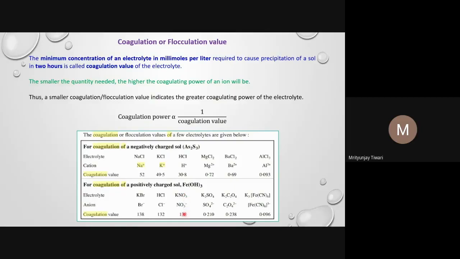So you can see that this is the millimoles of these electrolytes that is required for the coagulation of Fe(OH)3 sol, means ferric hydroxide sol, in 2 hours. And so the coagulation power of this electrolyte, potassium ferricyanide, will be highest among all these examples. Then will come these two electrolytes having valencies of the anions 2 minus, and then will come these electrolytes having valency of anions -1.